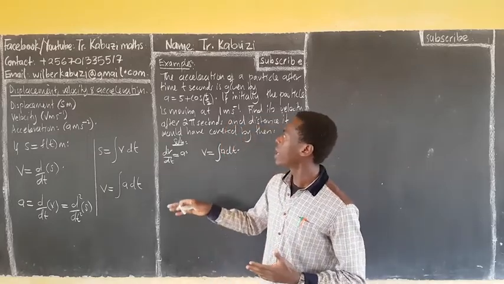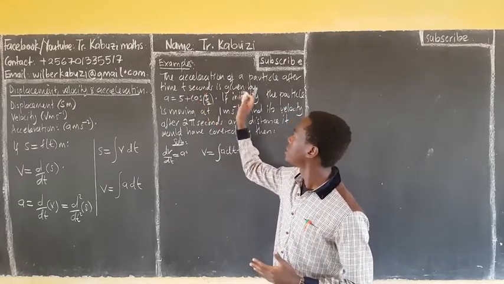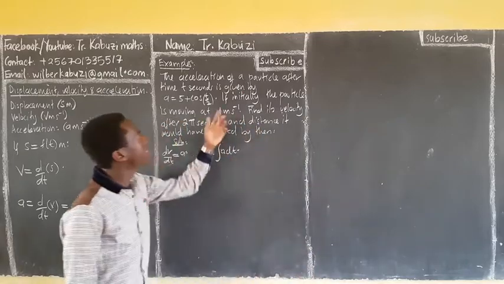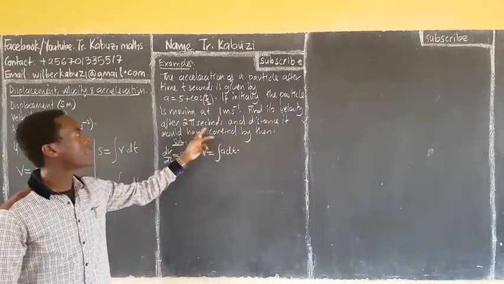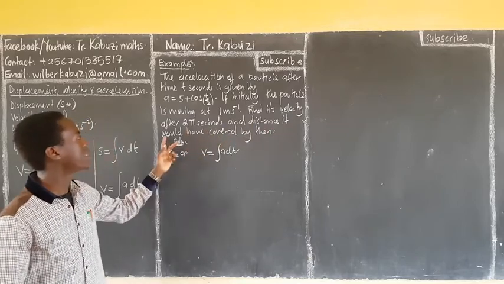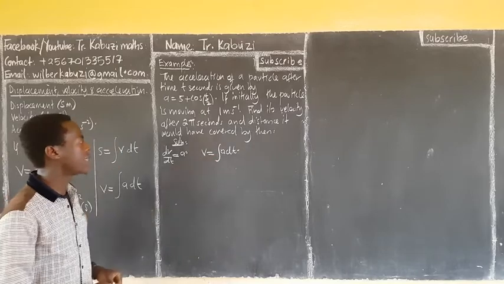In this question they are telling us that the acceleration of the particle after 2 seconds is given by this. If initially the particle is moving at 1 meter per second, find its velocity after 2 pi seconds and the distance it would have covered by then. So to get the velocity, we integrate acceleration.